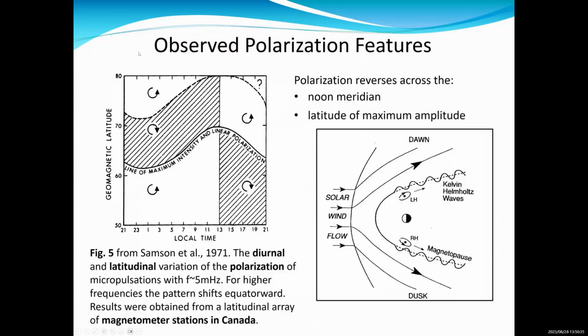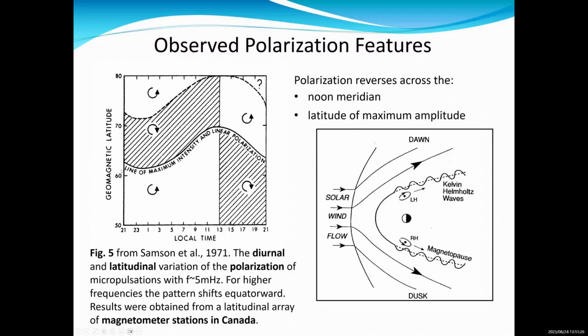Here's what Sampson observed without necessarily having this picture in mind. He plotted the polarization as a function of geomagnetic latitude and local time. You can see the polarization reversal across noon.